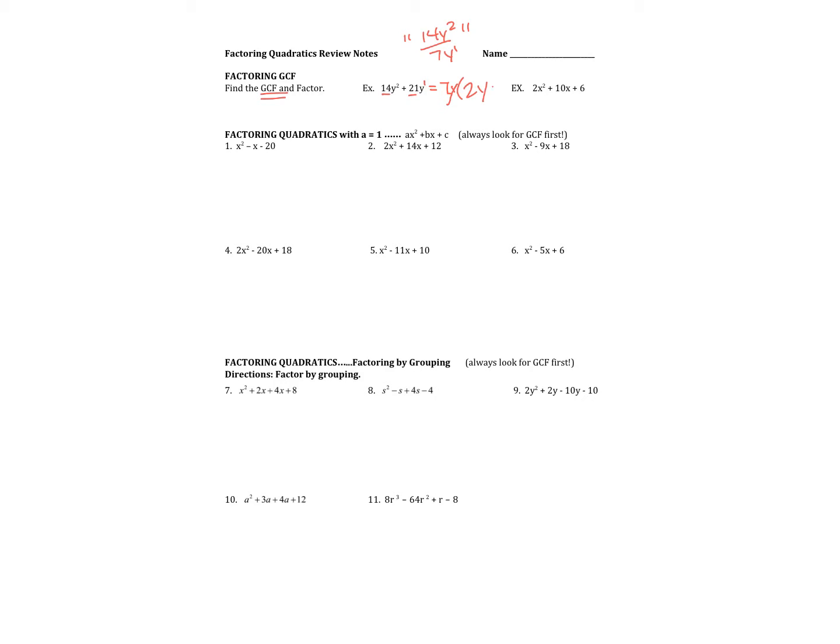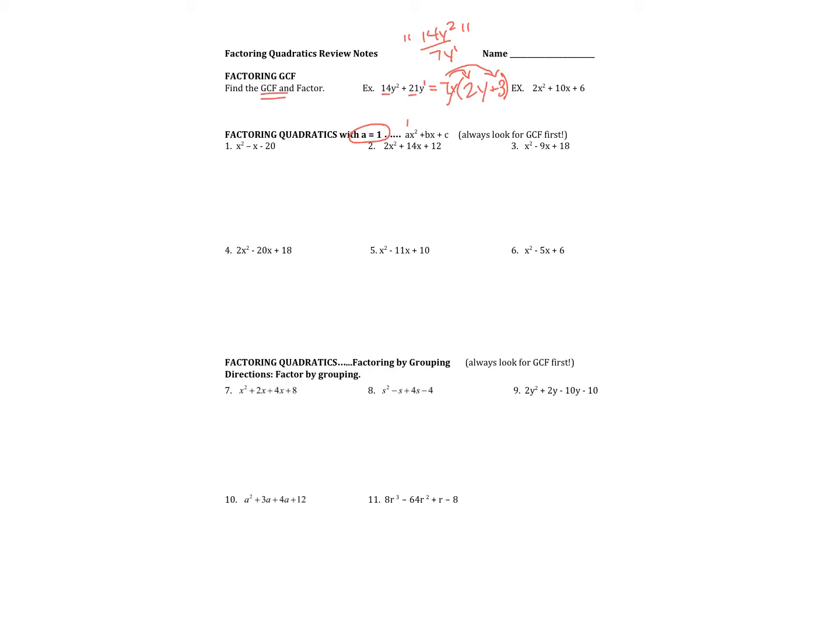21y divided by 7y. 21 divided by 7 is 3. Y divided by y cancels to 1. So I would get 7y times 2y plus 3. And if I want to double check my answer, I could distribute the 7y back in, and I should get the same expression.